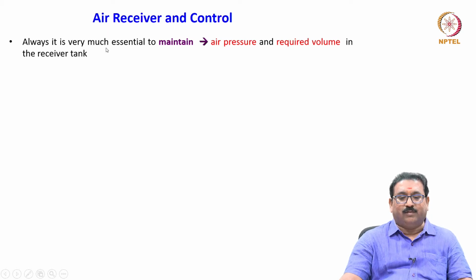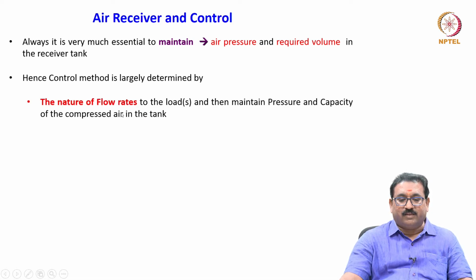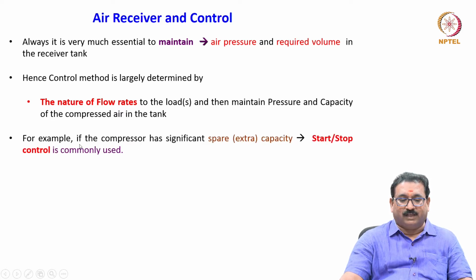It is very essential to maintain the air pressure and the required volume in the receiver tank. Hence, the control method is largely determined by the nature of the flow rates to the loads, and then maintaining the pressure and capacity of the compressed air in the tank. For example, if the compressor has significant spare capacity, start and stop control is commonly used.